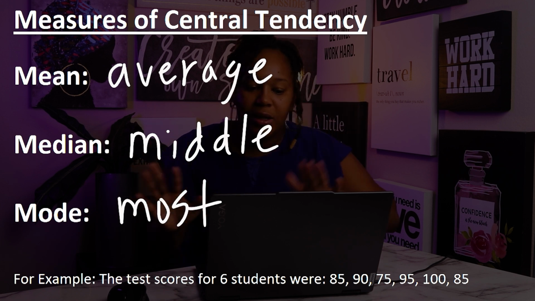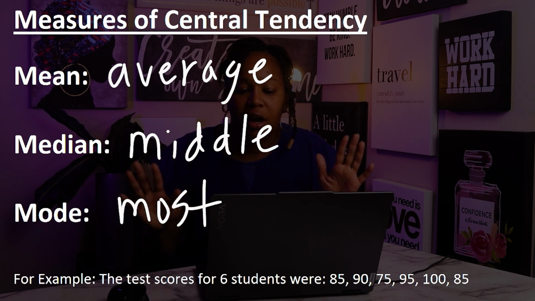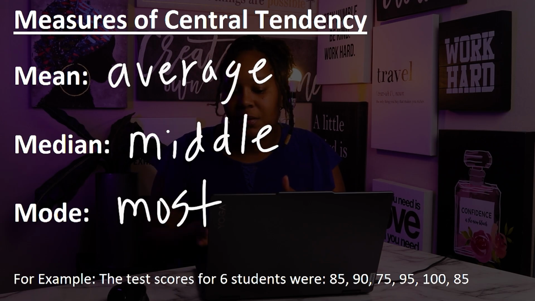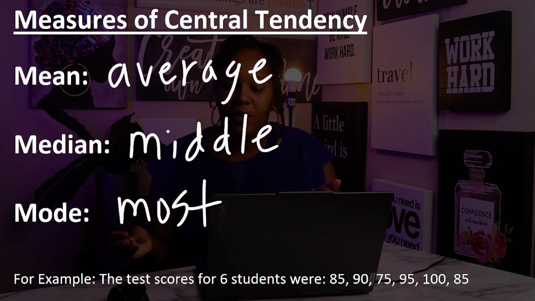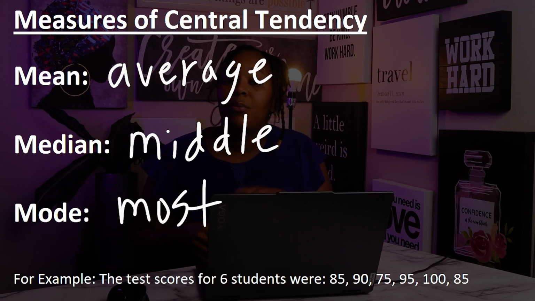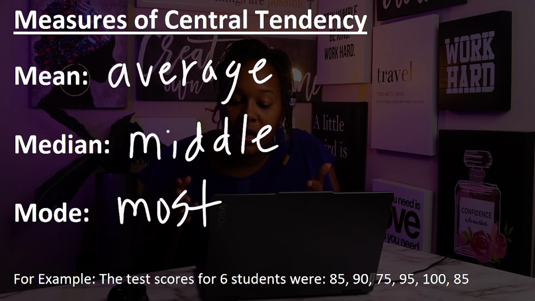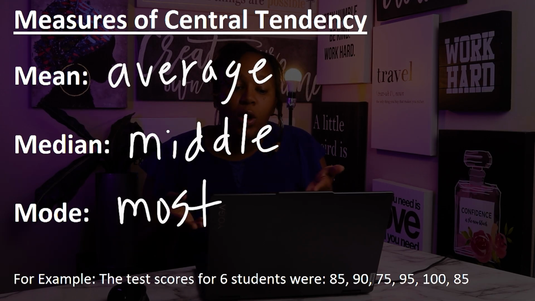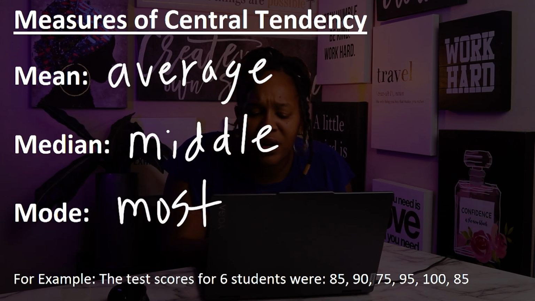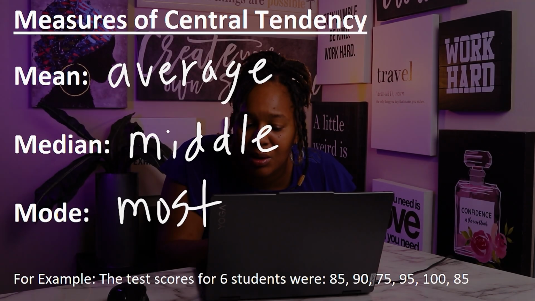All right, so for example, let's say there were 6 students and they all took a test, and these were the scores on their test: a 85, a 90, a 75, 95, 100, and 85. Okay, say these were my students. They tested, and I just need to pick one number to represent those students' test scores. And so which one do I use and how do I use them? That's what we're going to look at in this video, okay? So what number would I use to represent that set of numbers, okay? And that's what we want to look at. So let's look at some examples.